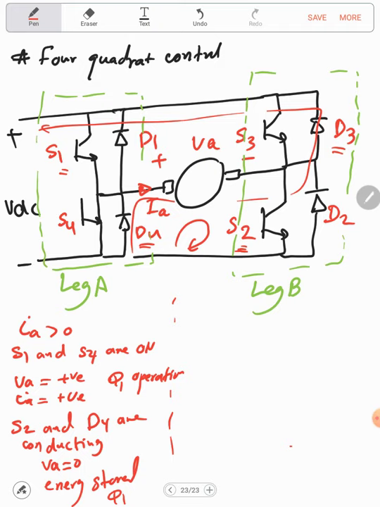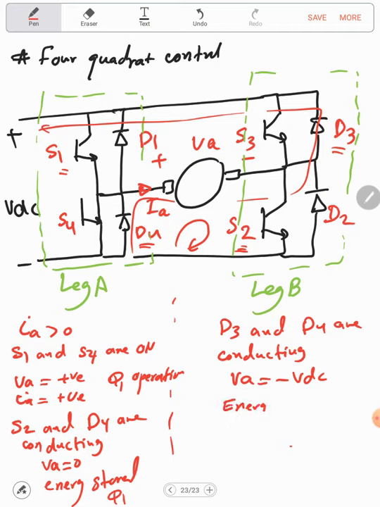Now what else do we have? If D3 and D4 are conducting, the current will feed back to the supply. So if D3 and D4 are conducting, then VA will equal minus VDC, and the stored energy is returned back to the supply. So the energy is fed back or returned to the supply. This is the Q4 operation, actually.